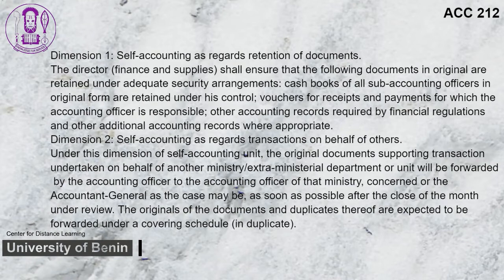Dimension 2, self-accounting as regards transactions on behalf of others. Under this dimension of the self-accounting unit, the original documents supporting transactions undertaken on behalf of another ministry/extra-ministerial department or unit will be forwarded by the accounting officer to the accounting officer of that ministry concerned or the accountant general, as the case may be, as soon as possible after the close of the month under review. The originals of the documents and duplicates thereof are expected to be forwarded under a covering schedule, in duplicate.